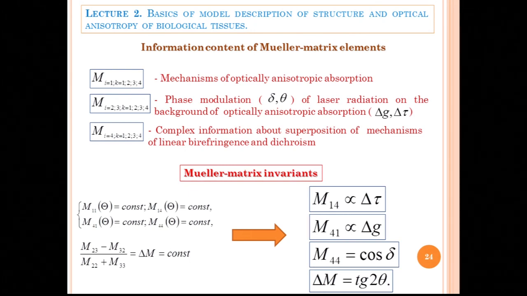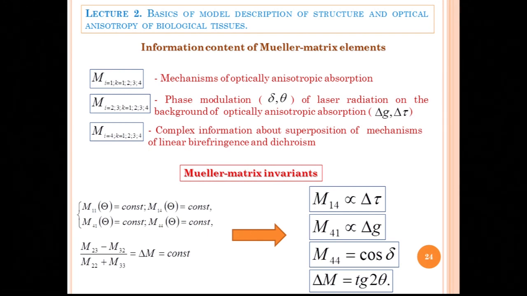But in several papers about the decomposition of Mueller matrices, of Lu Chipman and other scientists, one can derive some Mueller matrix invariants. This one and this one are connected, with very high precision, only with the mechanisms of anisotropic absorption.